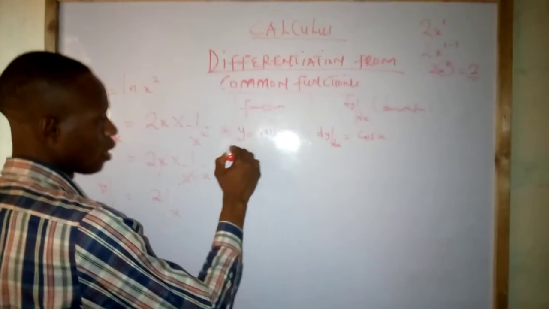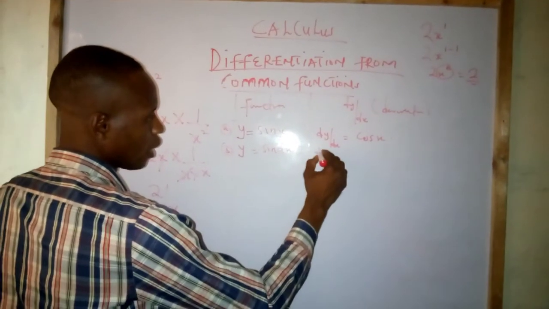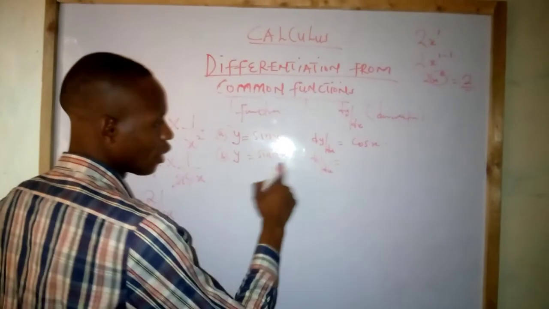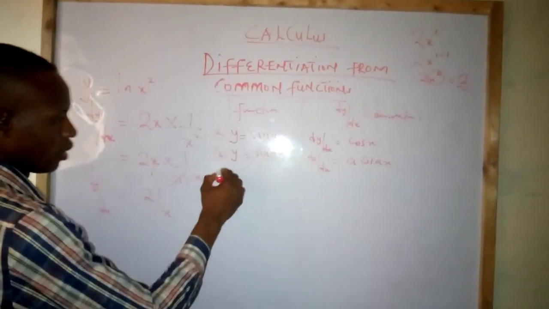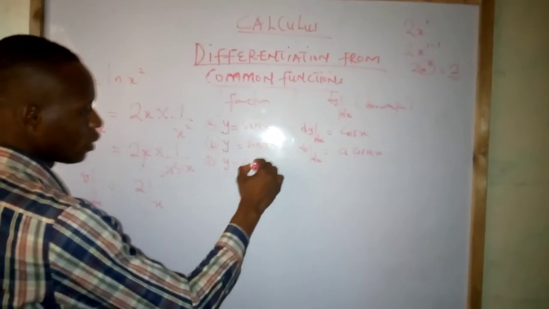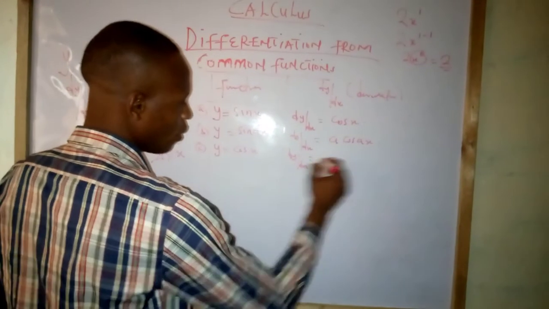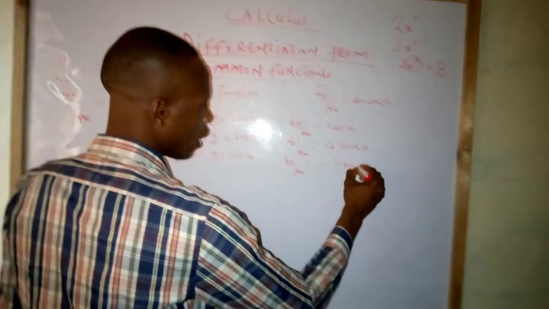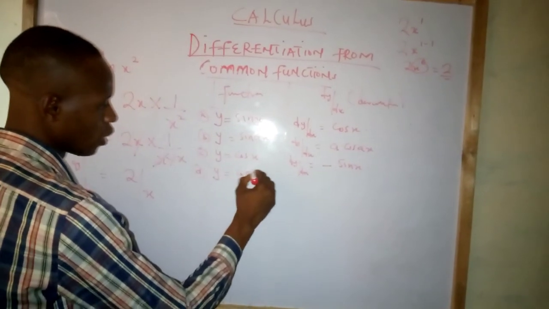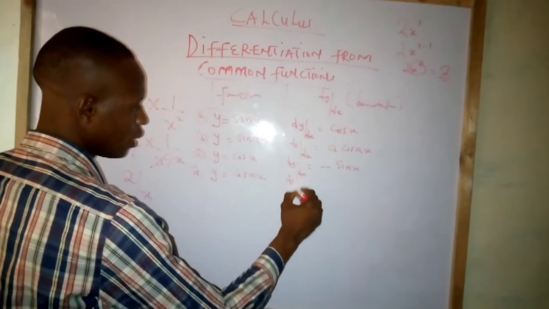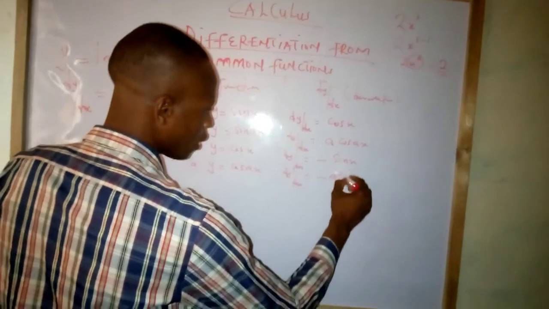B, y is equal to sine ax. The derivative, the dy dx, is simply, don't forget, a cos ax. C, y equals cos x. The derivative is simply equal to what? Minus, don't forget cos changes to minus sine x. D, y is equal to cos ax. Then the dy dx is simply equal to minus a sine ax.